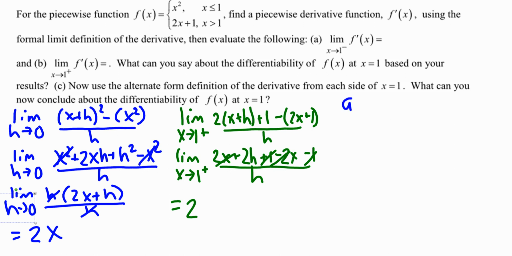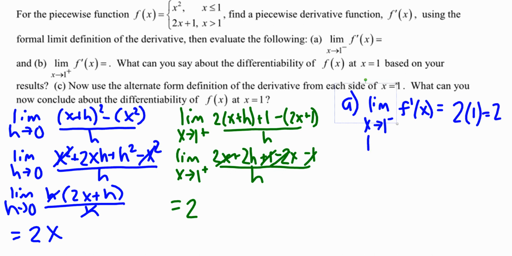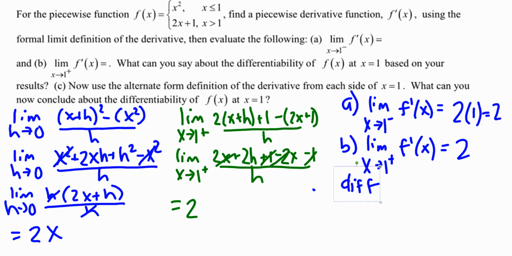Okay, so for part A, we are evaluating the limit as x approaches 1 from the left of f prime of x, which is our 2x. So that's 2 times 1, or 2. When we take the limit as x approaches 1 from the right of f prime of x, that is 2, because it's always 2. So based on our observations, f of x is differentiable at x equals 1.